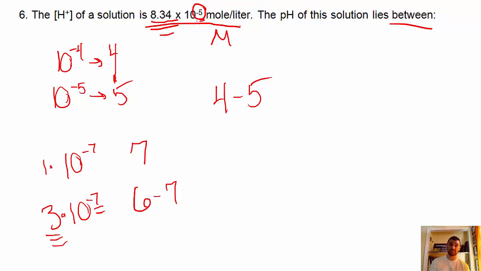All right, just like out here, the minus 5 tells me that it's around 5, but this 8.34 is telling me it's more acidic than 5. So it would have to be in between 4 and 5.